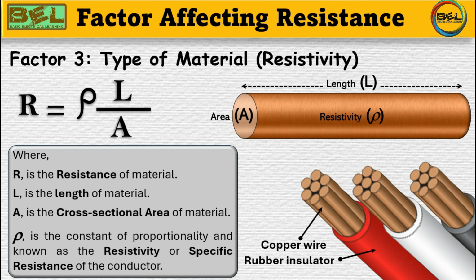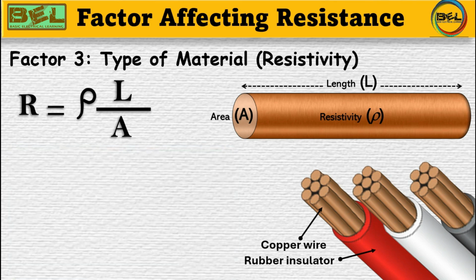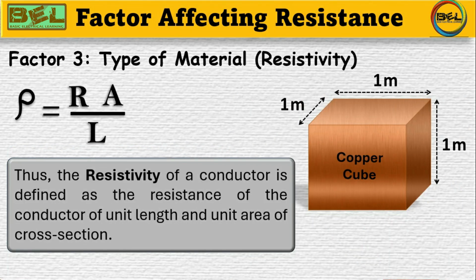Rho is the constant of proportionality and known as the resistivity or specific resistance of the conductor. Rearrange the above expression for rho. Now, rho is equal to R multiplied by A divided by L. Thus, the resistivity of a conductor is defined as the resistance of the conductor of unit length and unit area of cross-section.